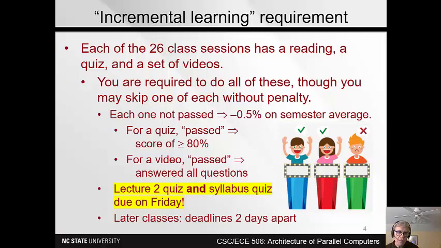Note that both the syllabus quiz and the Lecture 2 quiz or Lecture 2 videos are due on Friday, just before midnight Eastern Time. For later classes, one will be due on the evening of the class day, and the other 2 days later.